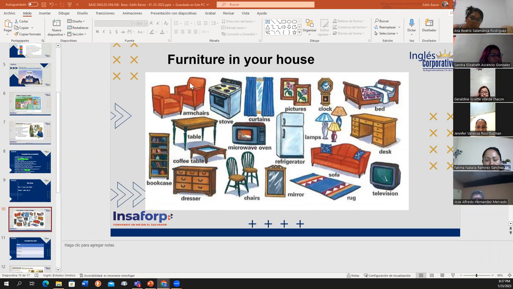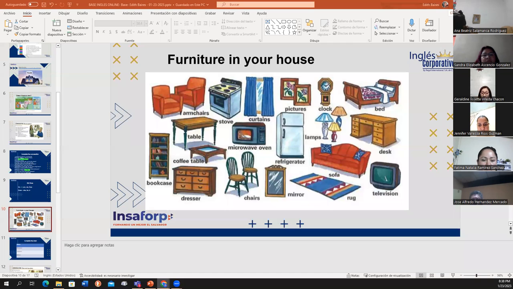Okay, furniture. Todas las cosas que ustedes tienen in your house, everything that you have in your house, you will call furniture. Okay, we have a bookcase where you save your books. Dressers, where you save your clothes and everything that you can save here. Coffee table, la mesa pequeña, okay? Table, una mesa normal, okay? Armchairs, son donde usted puede poner sus brazos aquí al lado, por eso lleva la palabra arm, ¿ok? Arm chairs.